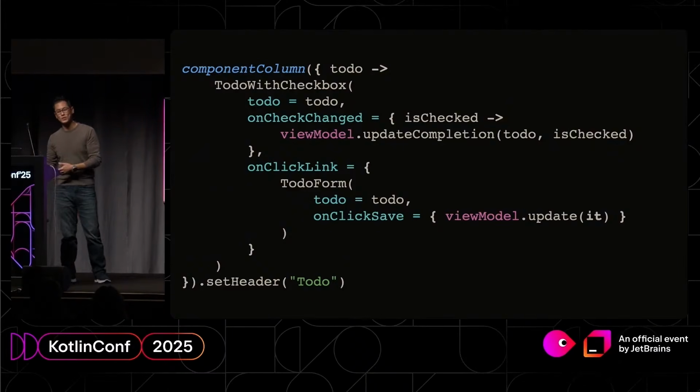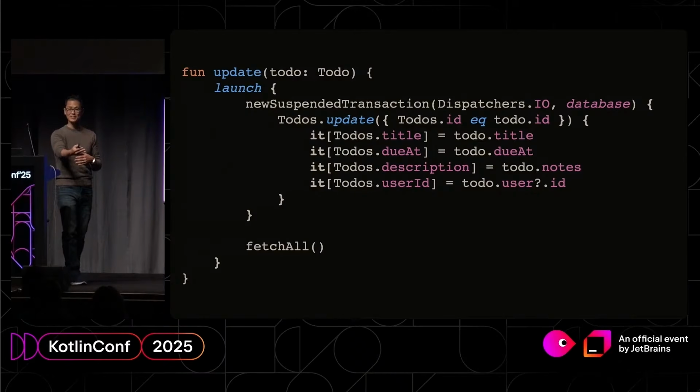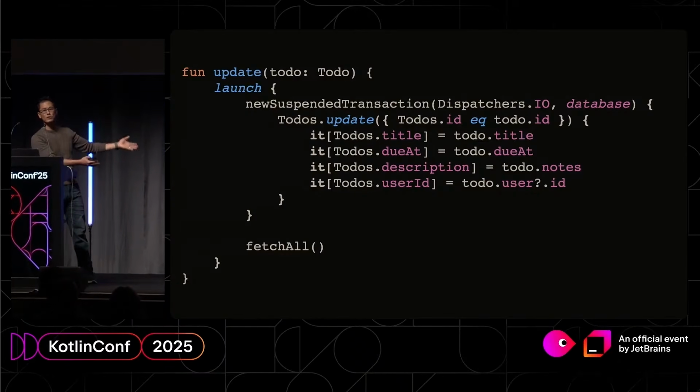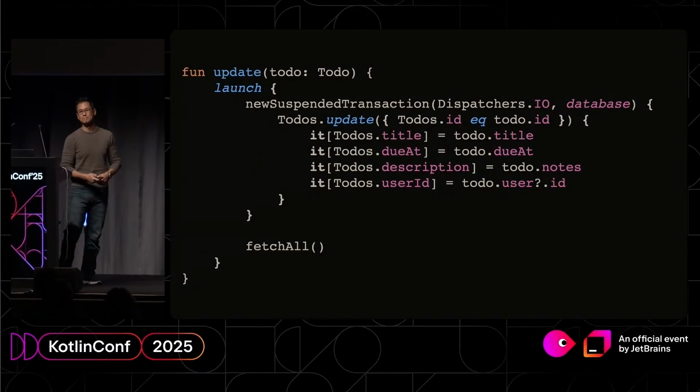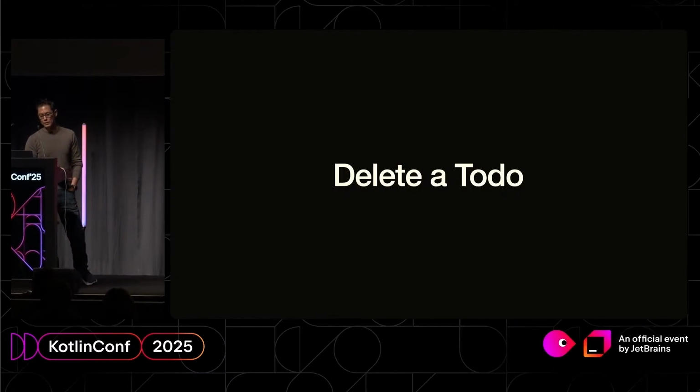So again, I'm sorry to just kind of be repeating myself. We're going to go to the view model. We're going to launch a suspended transaction. And we're going to update the thing that was sent to us with the values that were sent to us. Simple enough. OK.